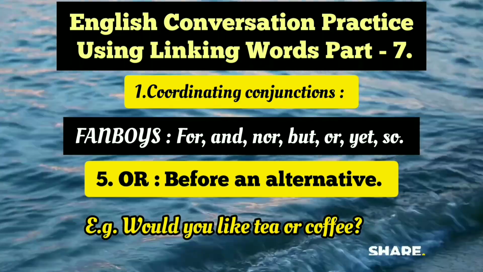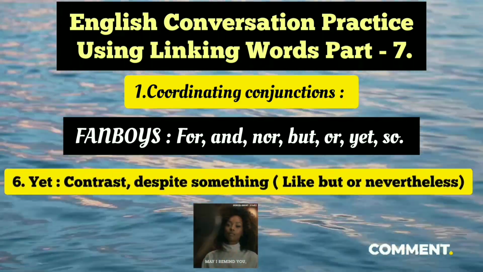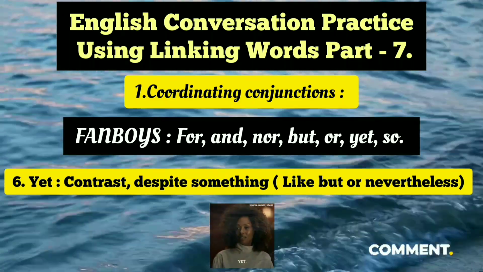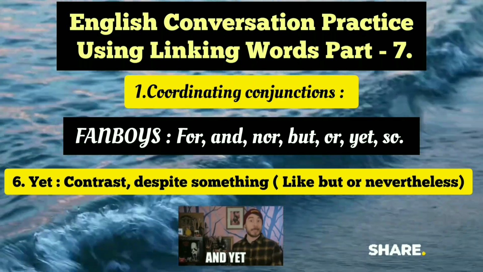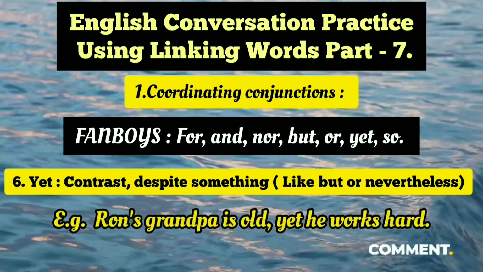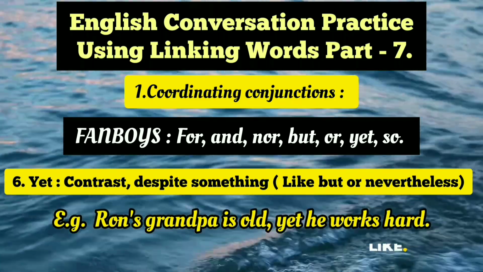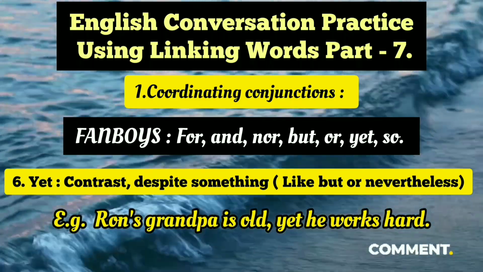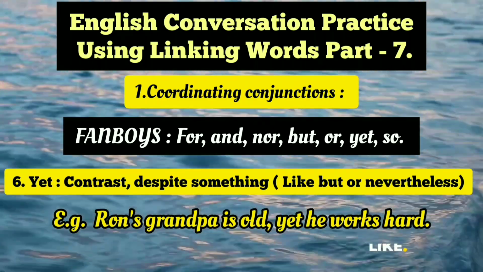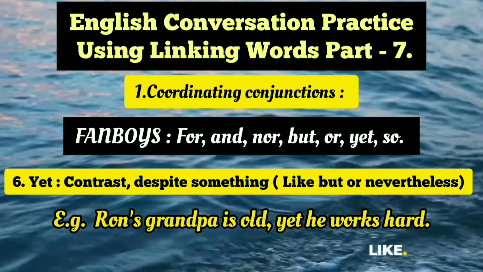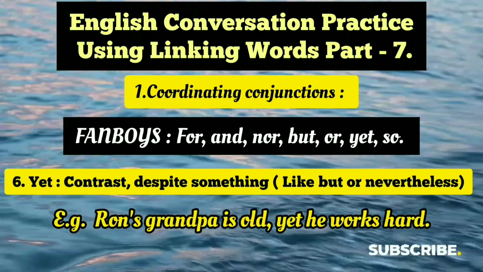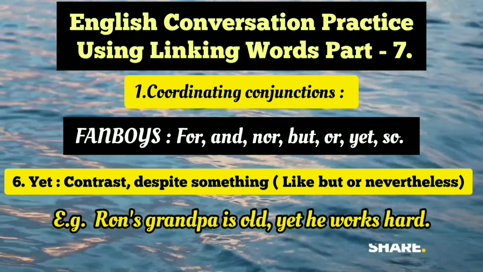Up next we will see the sixth one, that is yet. Yet is also used to talk about contrast, despite something, like but or nevertheless. So let me show you how to use it. Ron's grandpa is old, yet he works hard. The first part, Ron's grandpa is old, is one sentence, and I'm using yet to join he works hard. Both sentences are contradictory, showing a contrast, but I'm joining them using yet. So I'm quite sure it's crystal clear how to use yet to join two phrases.